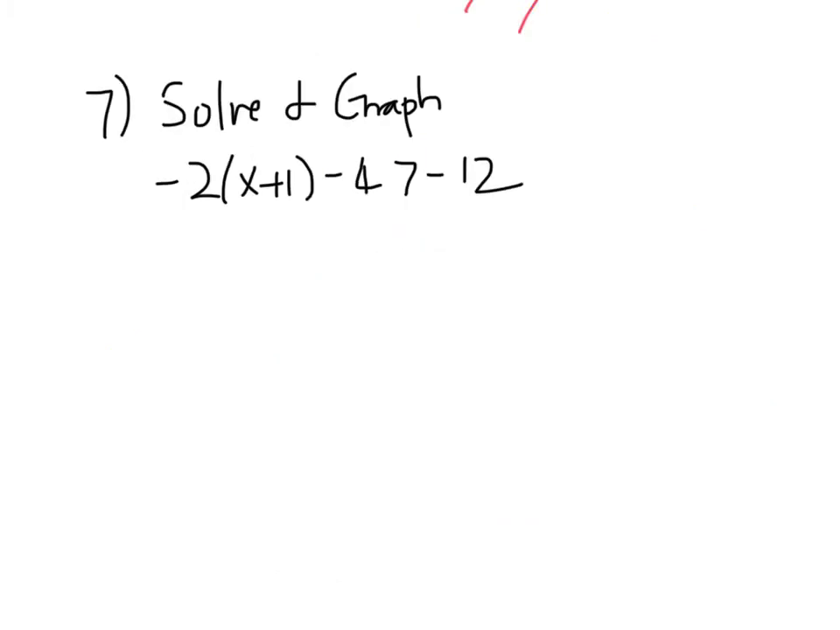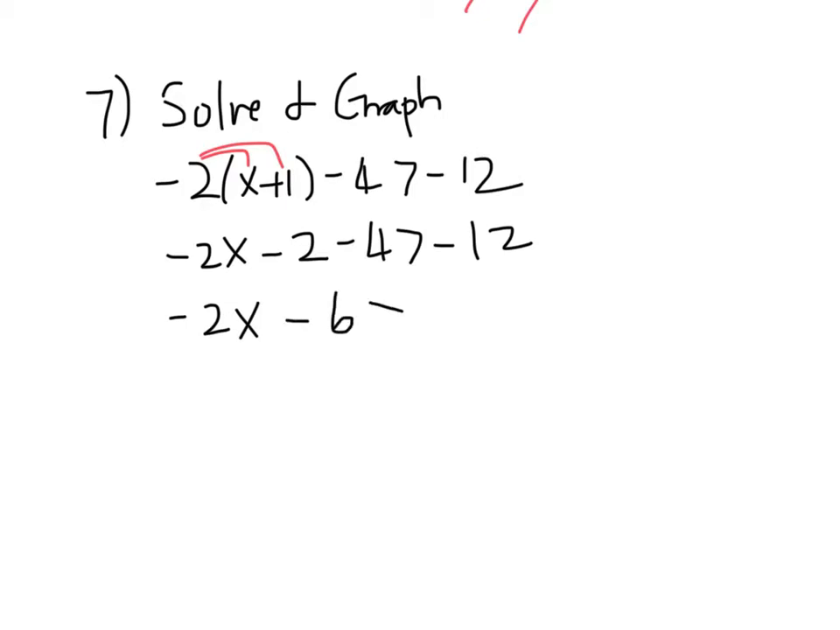Okay, so let's take a look at number 7. You know, this is one of those questions where I said you really have to distribute. Okay, so that's negative 2x, and then negative 2 minus 4. And then you know how we have to combine like terms, these two over here. So then that's negative 2x minus 6. And then I know I gotta leave my x by itself. So let's go ahead and add 6 to both sides.